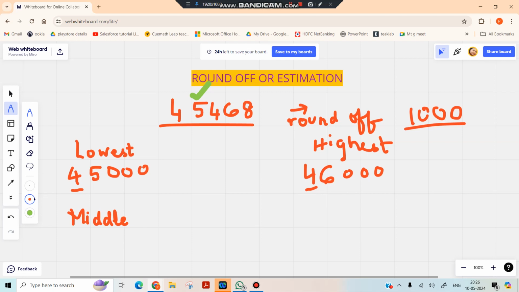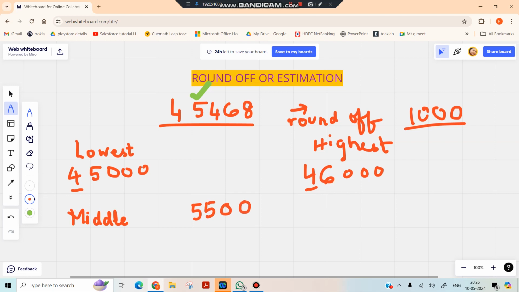If you cannot logically find it out, tell me what is the middle number between 0 and 1000. So between 0 and 1000, the middle number is 500. So between 5,000 and 6,000, the middle number will be 5,000, then 500.